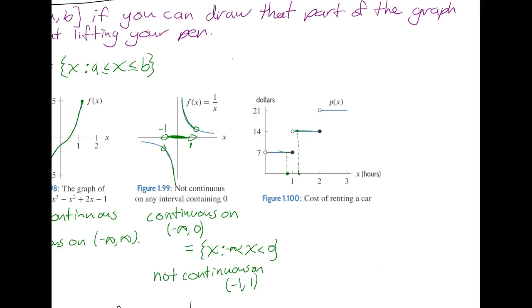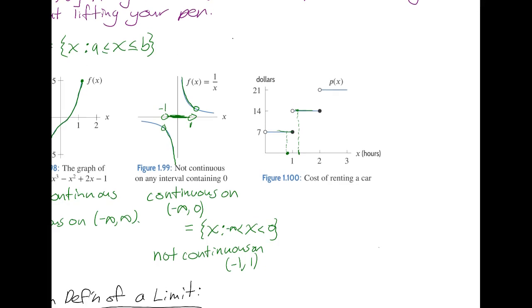But it is continuous on these smaller intervals, so I could say it's continuous on the interval 1 up to 2, including 2, but not on the interval, let's say, 1.5 up to 2.5. So yeah, you can draw parts of the graph without lifting your pen, but not the whole thing.